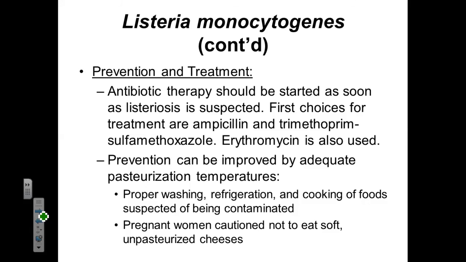To prevent and treat an infection caused by Listeria monocytogenes, we're going to use antibiotics. This antibiotic therapy should be started as soon as we suspect that listeriosis is the cause of the meningitis. Our first choices for our antibiotics include ampicillin and trimethoprim-sulfamethoxazole. Oh, that's a mouthful.